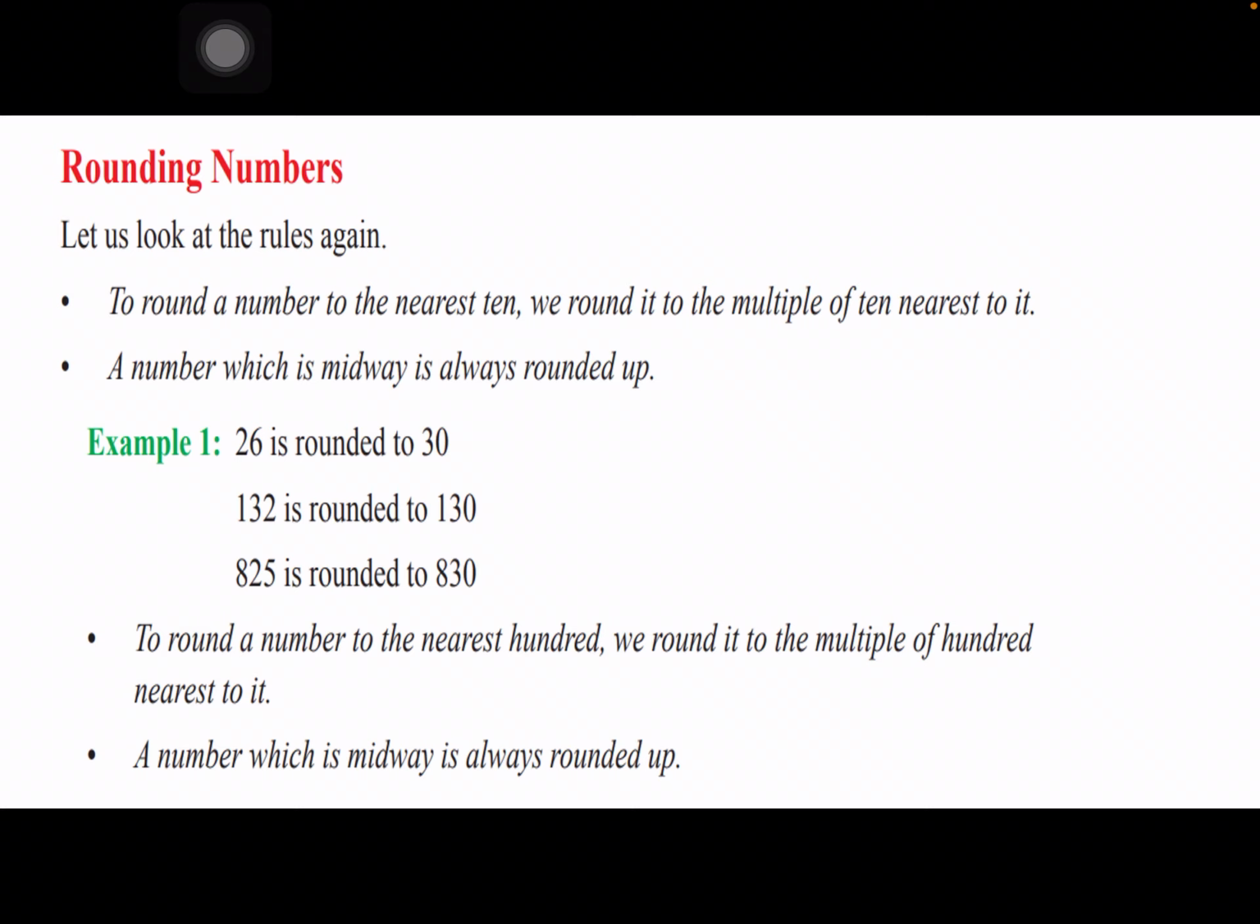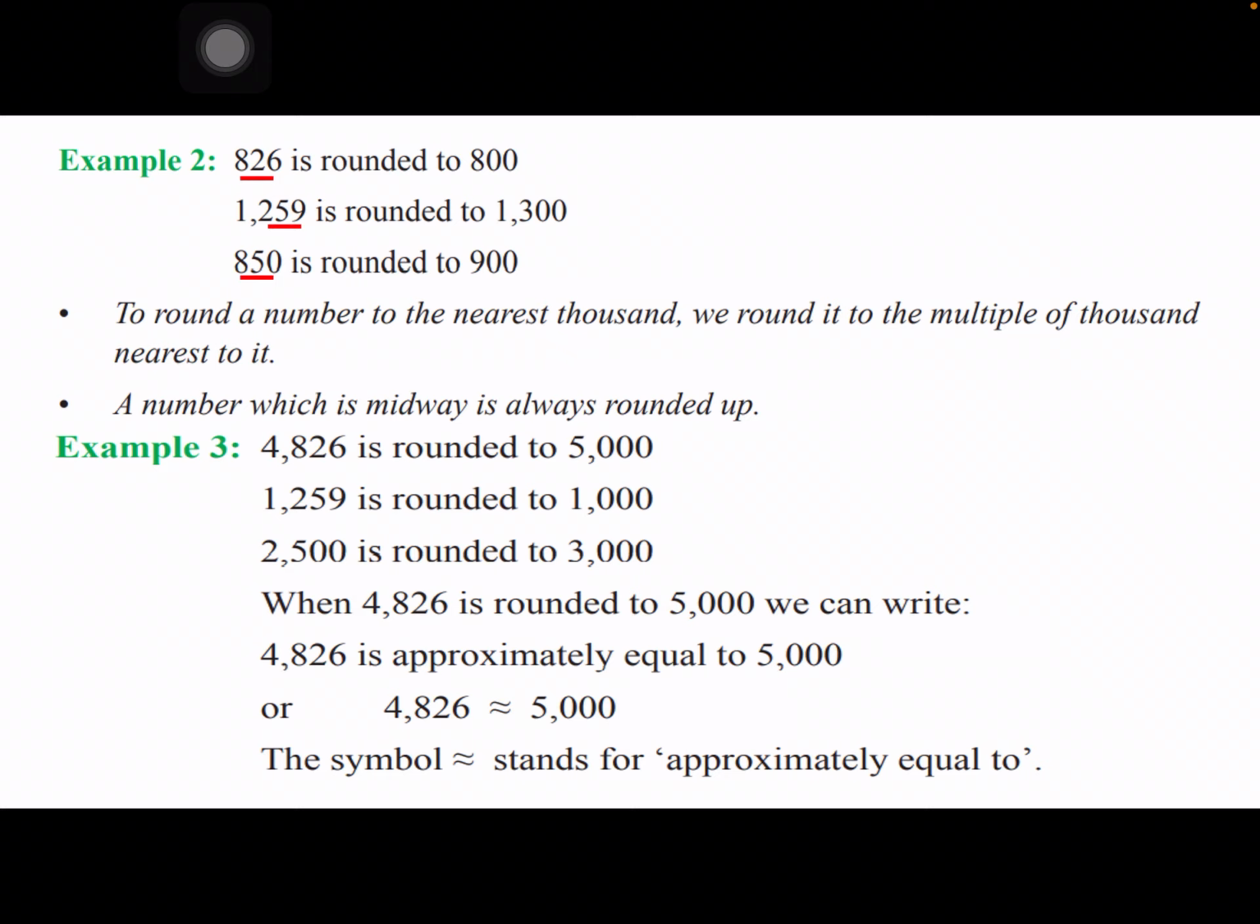A number which is midway is always rounded up. The same step with tens, hundreds, thousands. Okay? Example number 3. 4 is in thousands, but your reference number next to it is 8. 8 is greater than 5. Becomes 5,000.